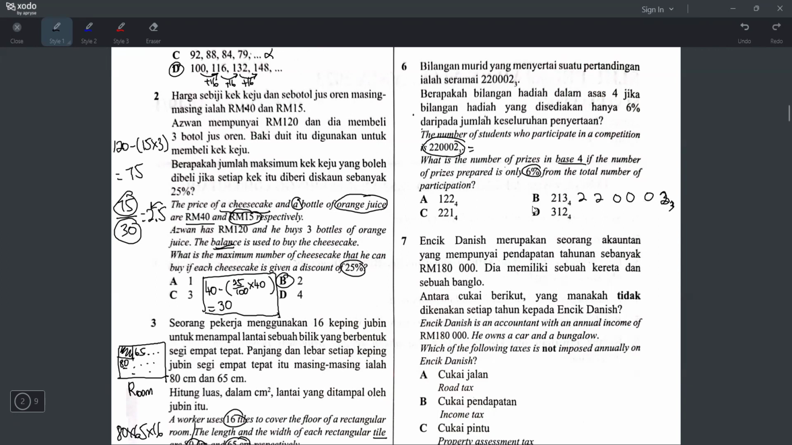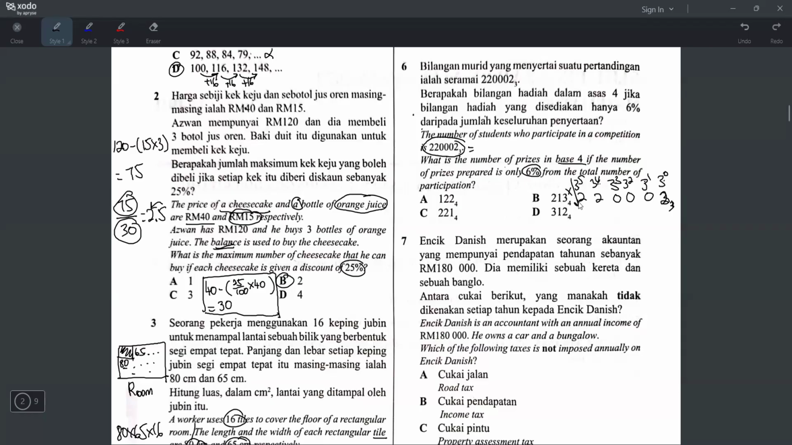multiplication method. But first you have to write down the place value first. After you write down the place value, then you multiply, and then add everything. So the place value for base 3 will be 3 power 0. Always start with power 0. 3 power 1, 3 power 2, 3 power 3, 3 power 4, 3 power 5.